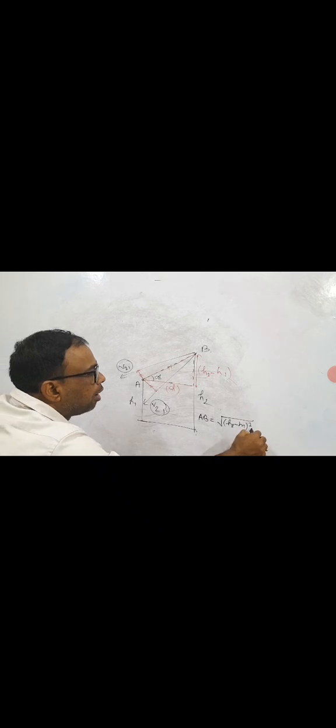So how can you find this minimum distance? You know this is h2 minus h1, and you know d, so from Pythagoras you can easily find this distance. Suppose the points are A and B, then AB equals root over of (h2 minus h1) square plus d square. So you know the distance AB.